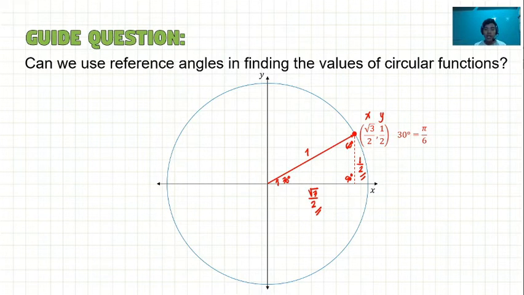Okay, so we are done with 30 degrees. Now, how about 45 degrees? Suppose this is 45 degrees, this one. Now we need to know the coordinates of this point here. So the same process, suppose we project it to the x-axis. We will now have a special right triangle again, which is a 45, 45, 90 triangle.